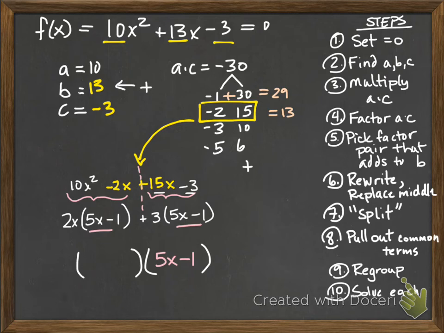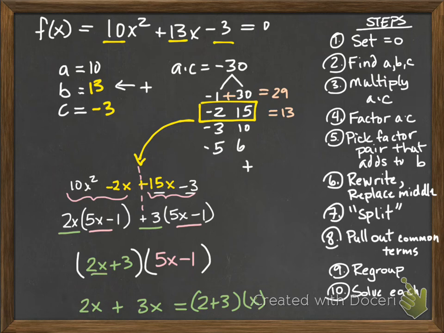5x minus 1. That's going to be one of our factors. The other factor is the part that's left outside. So I have a 2x and a plus 3. So it's going to be 2x plus 3. If this doesn't make sense to you, think of it this way. If you have a 2x and plus 3x, this is like 2 times x plus 3 times x. You can rewrite this as 2 plus 3 times x, right? Which is 5x. So that's basically what we're doing here. We have a variable in here, but that's okay. We treat it like a number.